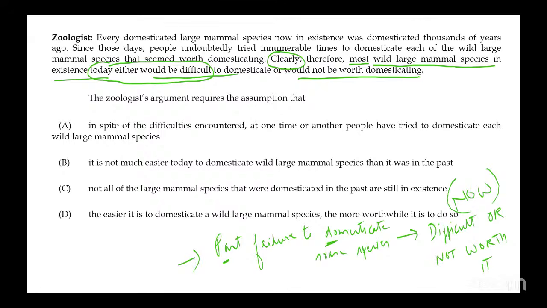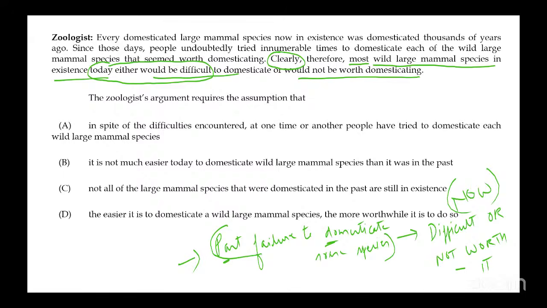Maybe we have come to know that the wildcat serves a purpose. It can help in some way. We have discovered it later. Or maybe it has become easier to domesticate them because now we know the species, we have much more knowledge of the species. So can I really conclude from past failure to domesticate some species that it would be difficult or not worth it today? It will require some assumption. What is that? Let's see.